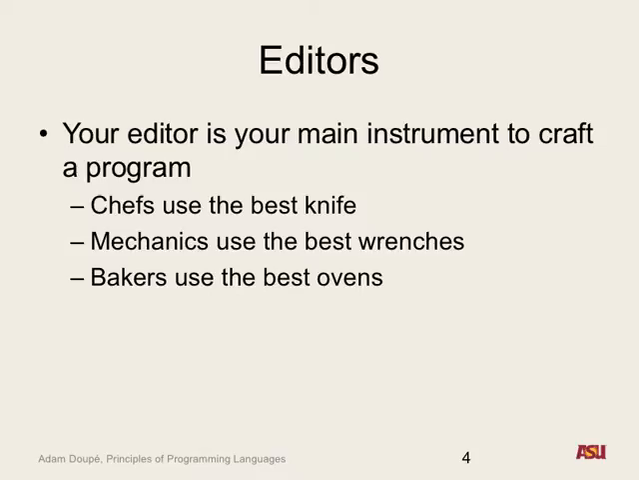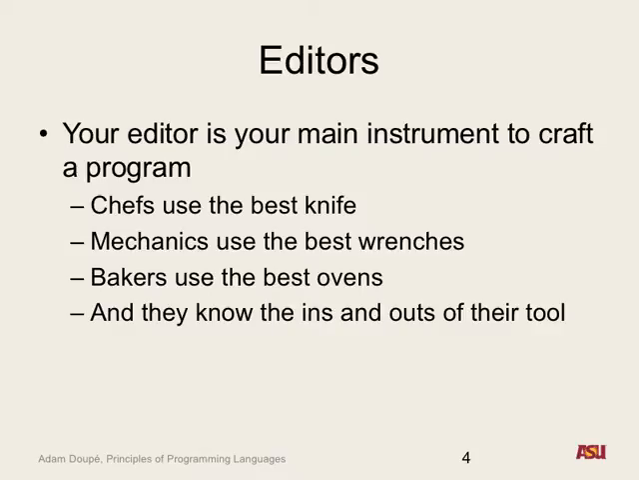So bakers use the best ovens. I'm sure there exist some ovens that are better than others, and I'm sure bakers know exactly about them. They have crazy different kinds of ovens where you can control humidity, all this kind of stuff, which can affect whatever you're cooking or baking. And not only do they use the best, but they know the ins and outs of whatever they're using. The chefs know exactly how many times they need to sharpen the knife, and how to sharpen it.